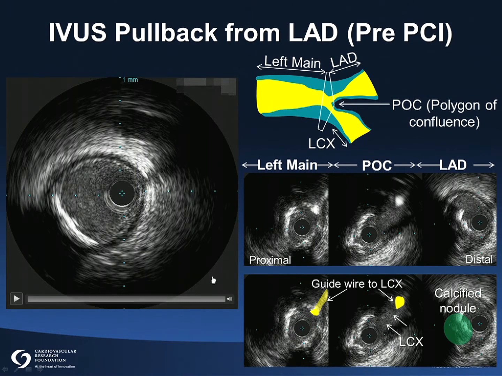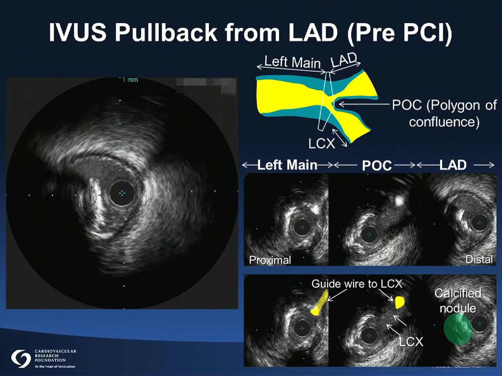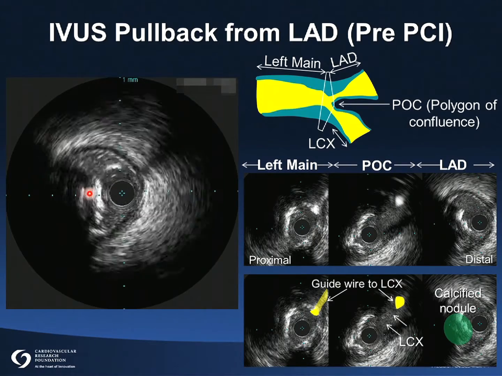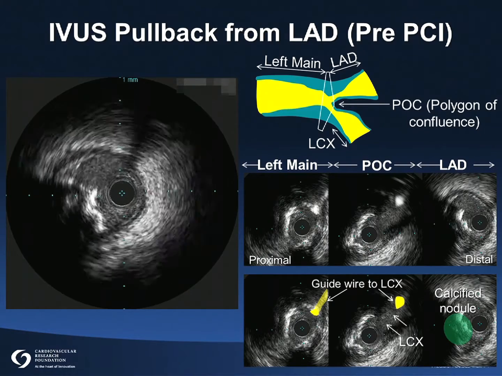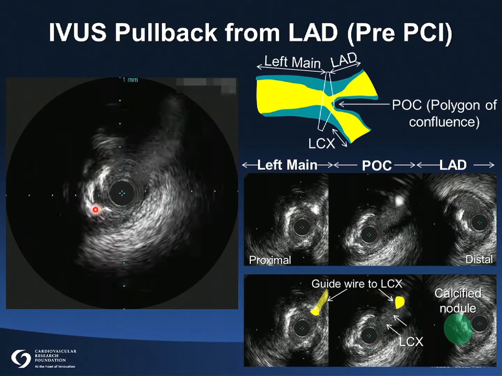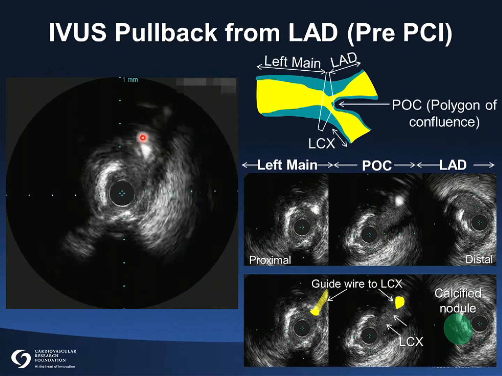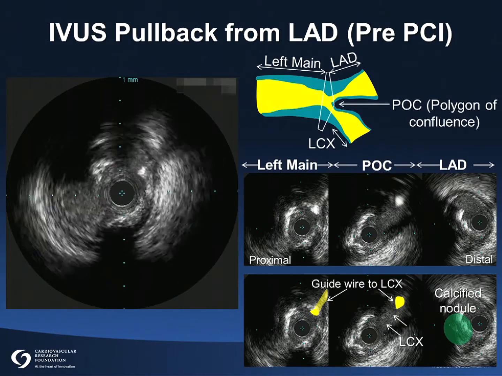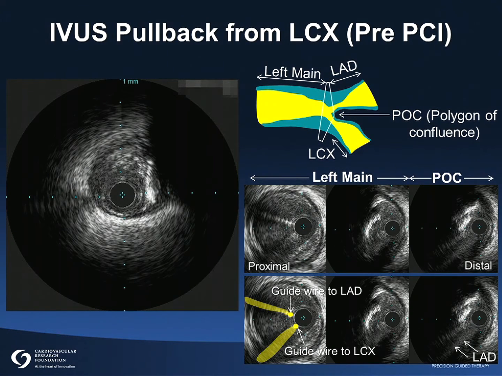This IVUS pullback is from the LAD to the left main. In the proximal LAD, there is eccentric calcified plaque at 9 o'clock that bulges into the lumen and is consistent with a calcified nodule. The left circumflex then appears at 2 o'clock. Note the guide wire in the left circumflex. The calcified plaque in the LAD continues across the ostium of the left circumflex into the distal left main.